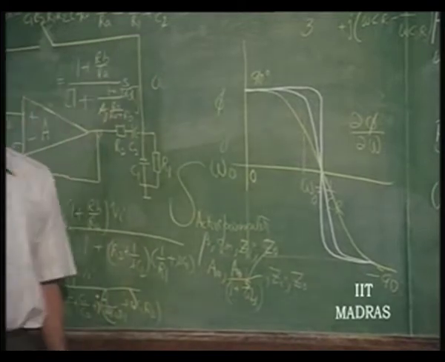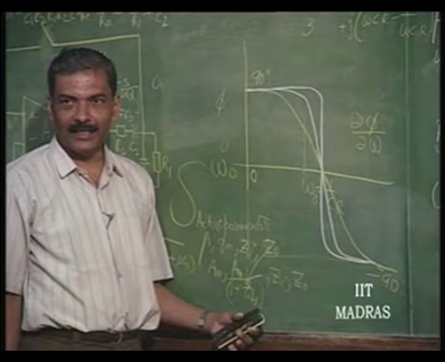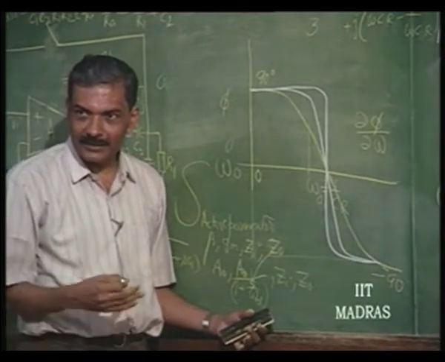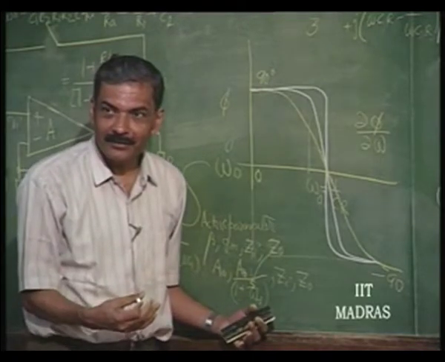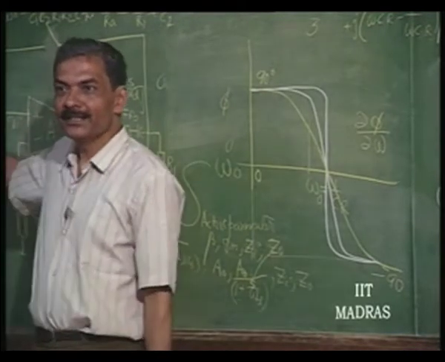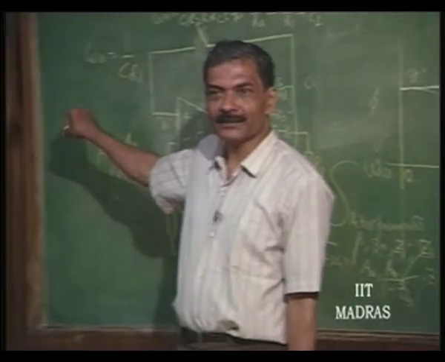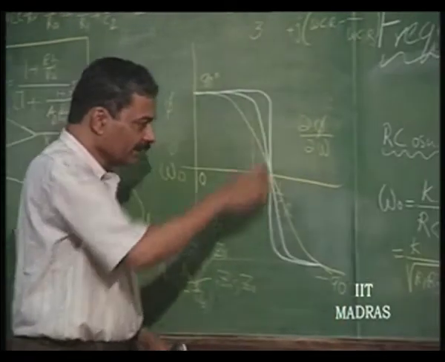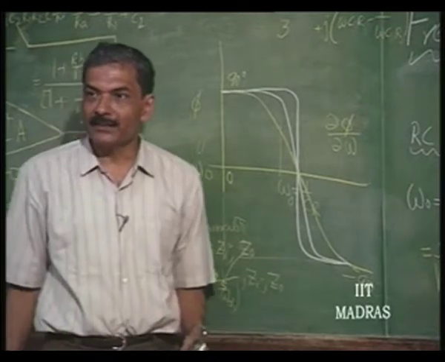Let us now see this curve. If delta phi by delta omega is very high, the actual oscillation omega will be very close to omega naught, irrespective of the phase lag contributed by my active device. This is an important aspect. That means, if this is a steep curve like this, then the frequency stability is good.